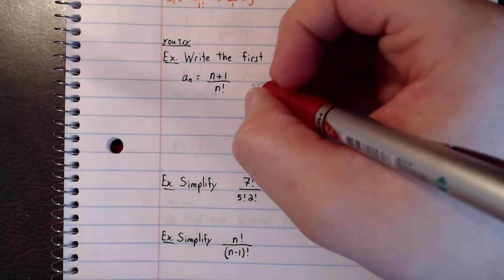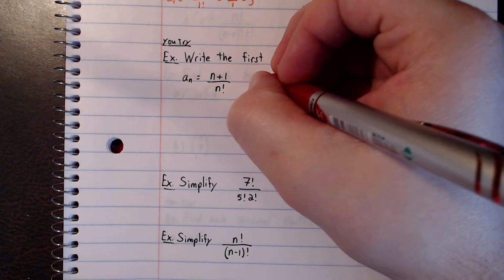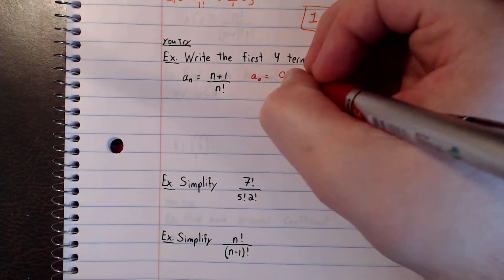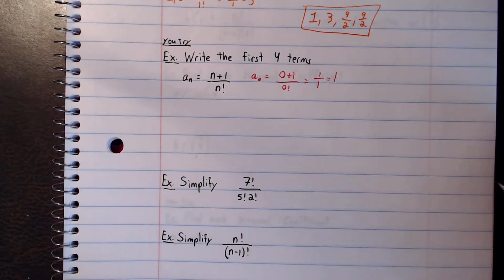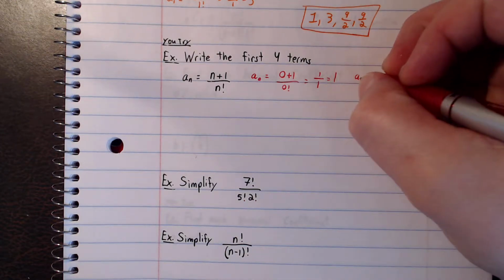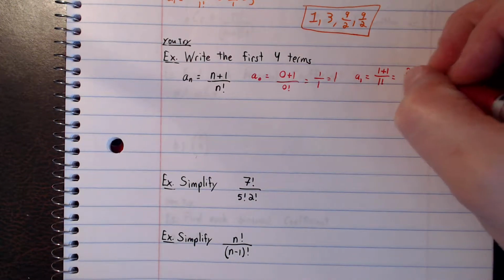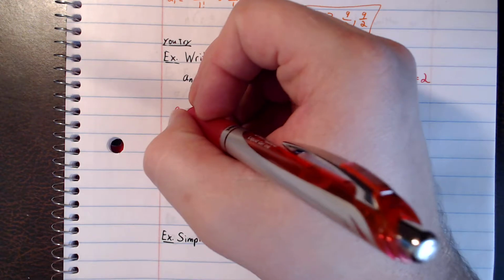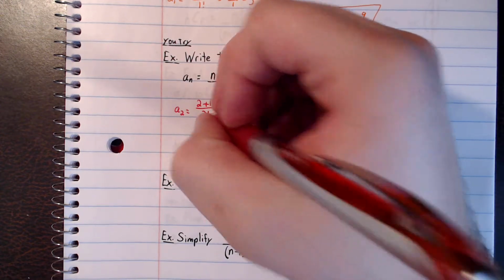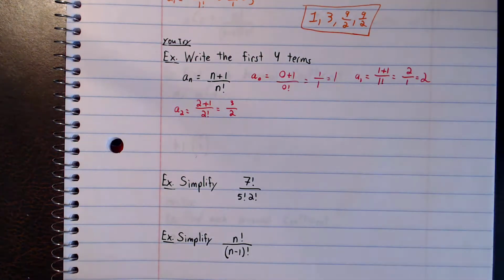Okay, let's see. So if you did a of 0, you would have had 0 plus 1 over 0 factorial. That's 1 over 1, so you get 1 out. If you do a of 1, you're going to be doing 1 plus 1 over 1 factorial, so 2 over 1. That's just plain old 2. The interesting ones are going to start showing up here. If we do 2, that's going to give us 2 plus 1 over 2 factorial. So on top we get 3. 2 times 1 is going to leave us with 2.